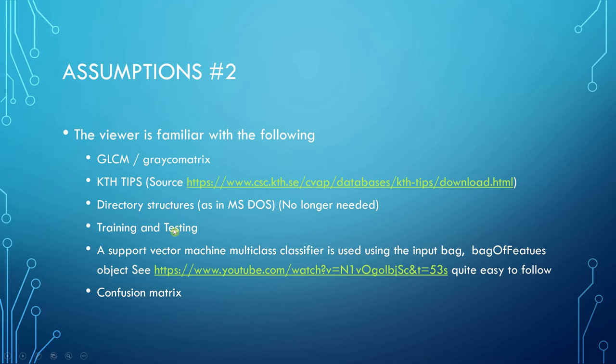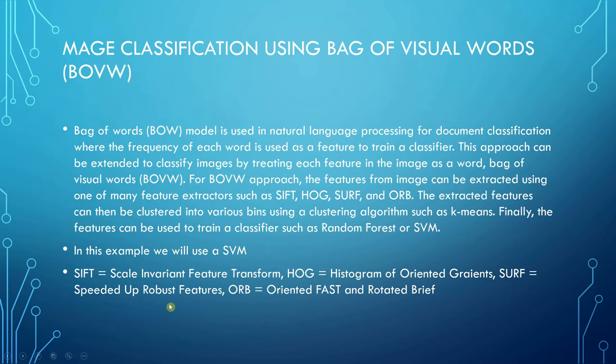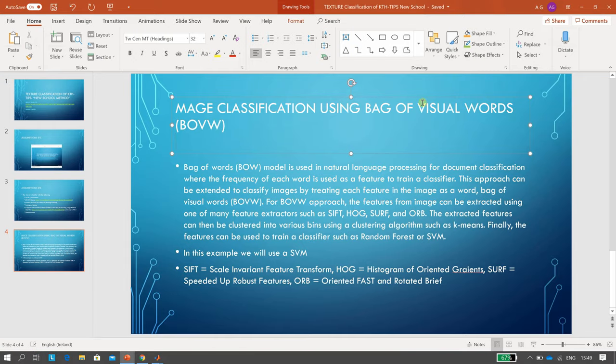You know what training and testing is, you know what classification is, and we're using a bag of features to get the features, and then we're using an SVM to classify them, and you know what a confusion matrix is. We're using the bag of visual words method. We extract the features out of the image: SIFT, HOG, SURF, and ORB. It describes what they are down there very briefly, and we're using an SVM, a support vector machine, as the classifier.